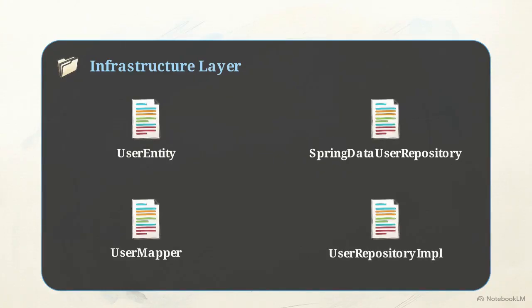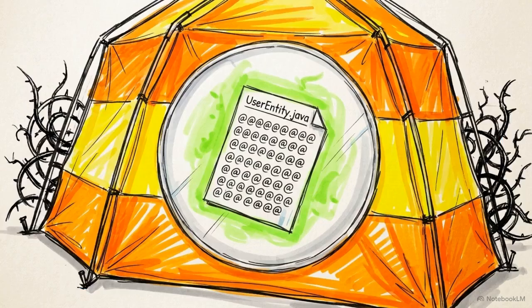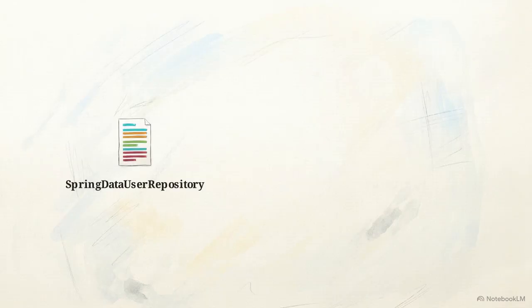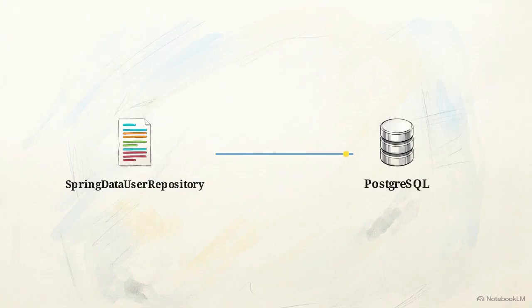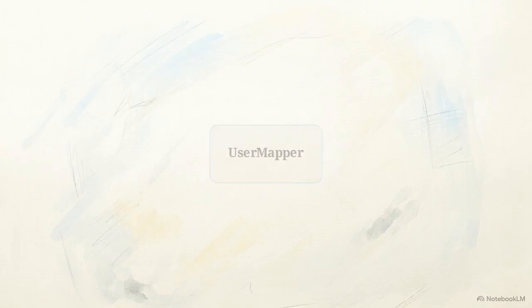To actually save data, we have to move back to the outer edge where the framework lives, the infrastructure layer. Here we find 4 specific files. First is UserEntity.java. This is where all the JPA annotations and SQL table mappings are safely quarantined. Second is SpringDataUserRepository. This is the interface that actually extends Spring's JpaRepository to talk directly to PostgreSQL.